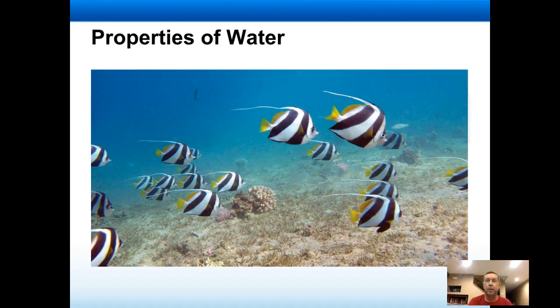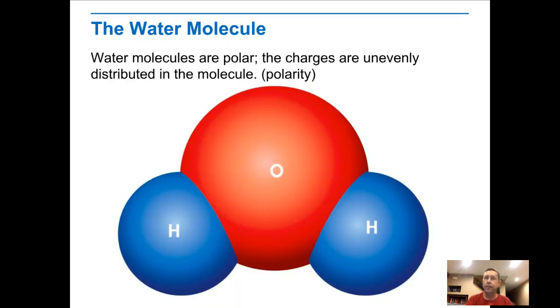Okay, in this video, we're going to talk about some of the special properties of water that are important to life. So let's first talk about water. Water is a covalent compound, which means it shares electrons, but it shares them in an uneven way. The electrons spend more time around the oxygen than they do around the hydrogen, and that creates polarity, or areas that are slightly negative around the oxygen end and slightly positive around the hydrogen ends of the water molecule.